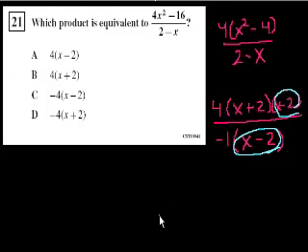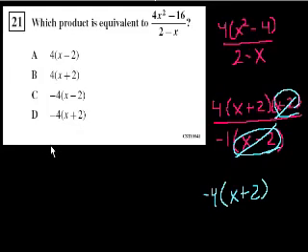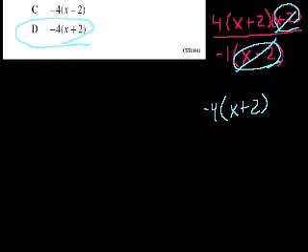If we assume that x does not ever equal 2, because x equaling 2 would make this an undefined statement since you can't divide by 0, we could cancel those out. Then we have 4 divided by negative 1, which is minus 4 times (x plus 2). And that is choice D. Choice D. Next question, 22.